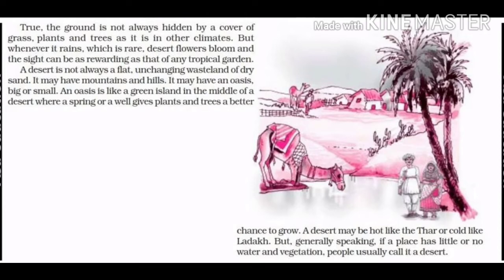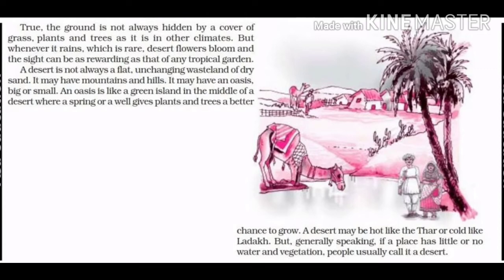So, a desert is not always a dry place. You can see an oasis in the middle of a desert. Sometimes the oasis is big and sometimes the oasis may be very small. Children, a desert may be very hot like the Thar Desert. I hope you all have learnt about the Thar Desert, children.